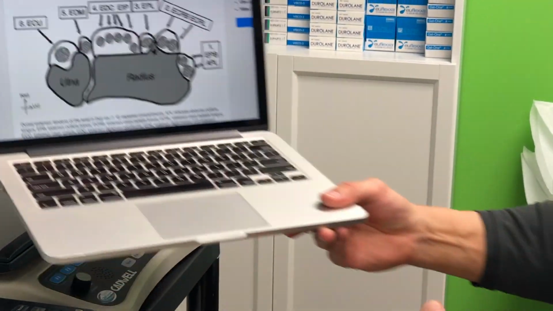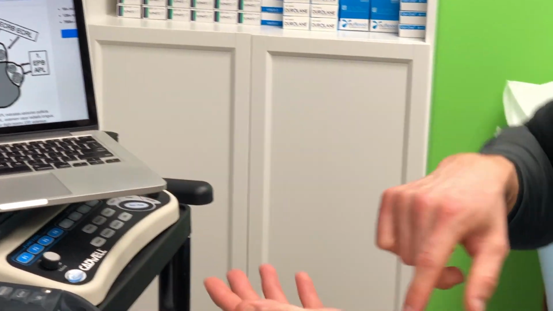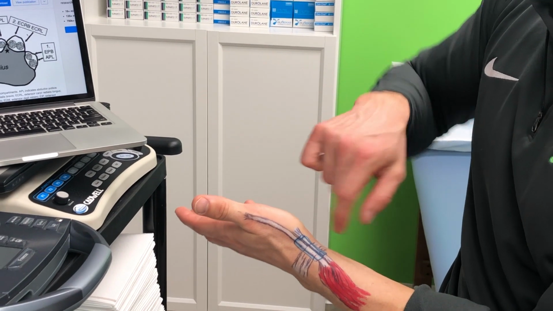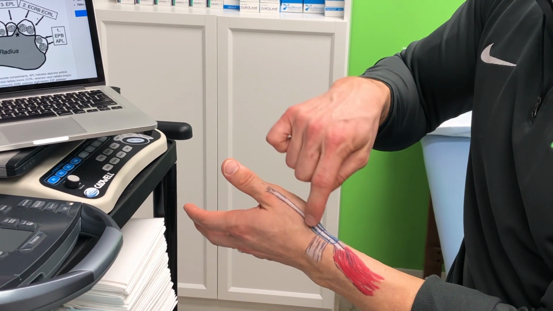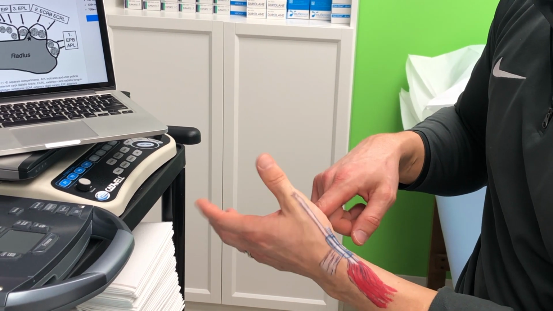So which are those 2 tendons? This first tendon here is abductor pollicis longus. It moves the thumb this way. And the second tendon is extensor pollicis brevis, which brings the thumb back.